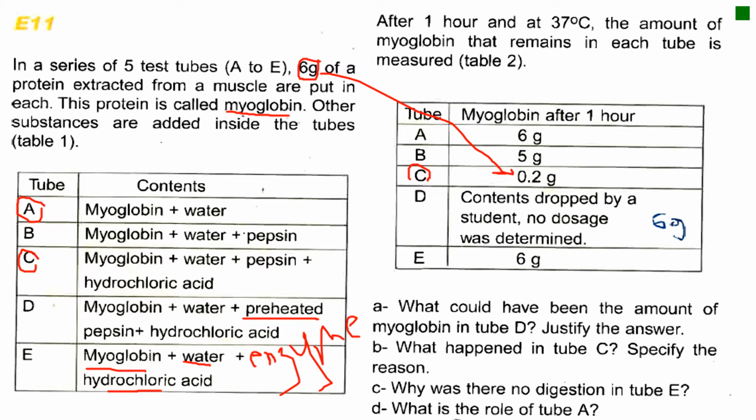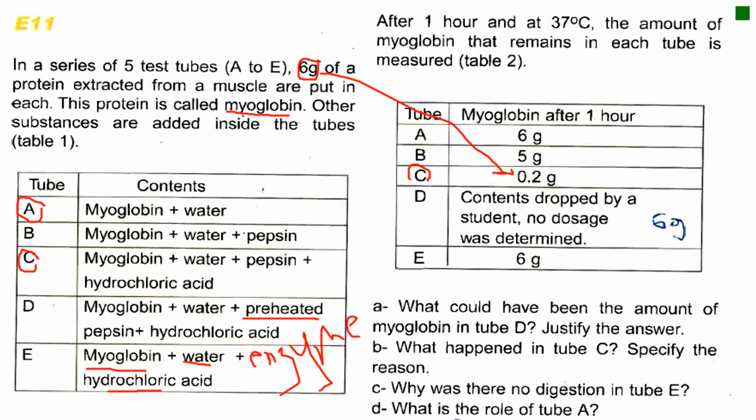And tube D, the contents were dropped by a student. No dosage was determined. Meaning this student was doing the experiment, the tube fell from his hand, and we couldn't measure. Now it will ask us what is the result obtained by tube D. Finally, tube E shows 6 grams, which means the quantity has remained the same, no digestion has occurred. Part A says, what could have been the amount of myoglobin in tube D?